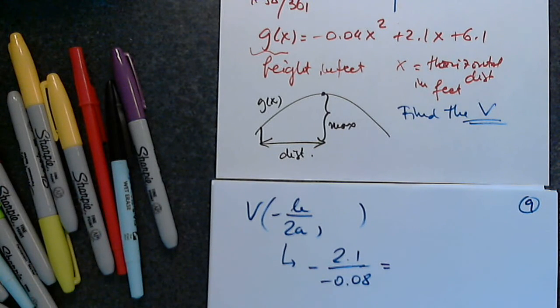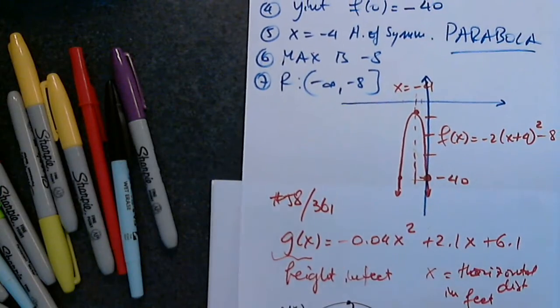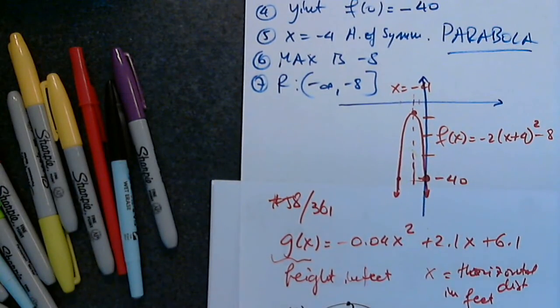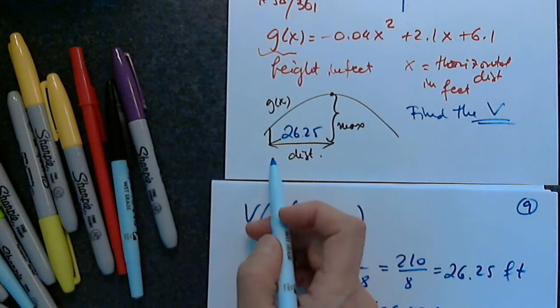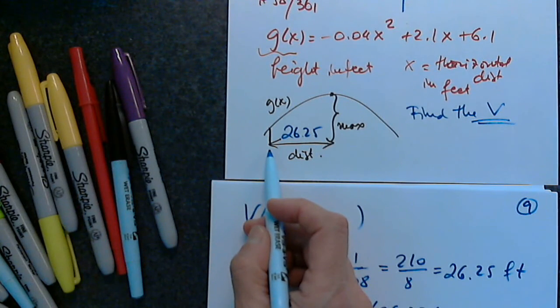What is it? How do we get this? So this is 210 divided by 8. I multiply top and bottom by 100. Very good. Feet. So then the vertex says 26.25 feet, comma. So this is the distance of 26.25. How far from the point of release? Exactly.